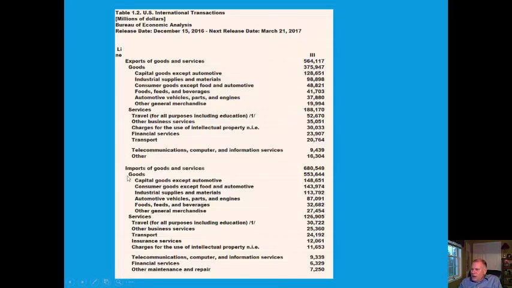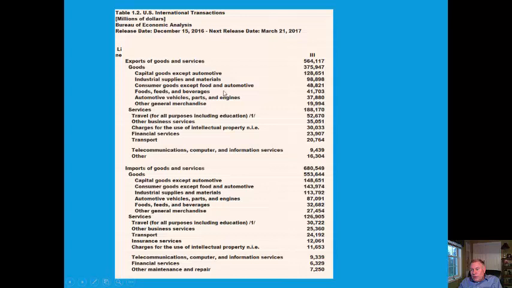You can see that we export about 564. What we export are capital goods, services. But what are we importing? Consumer goods. Okay, a lot of food, parts, foods, feeds, and beverages, services. I mean, there's a lot that balances out here. So really, this is all exports of goods.